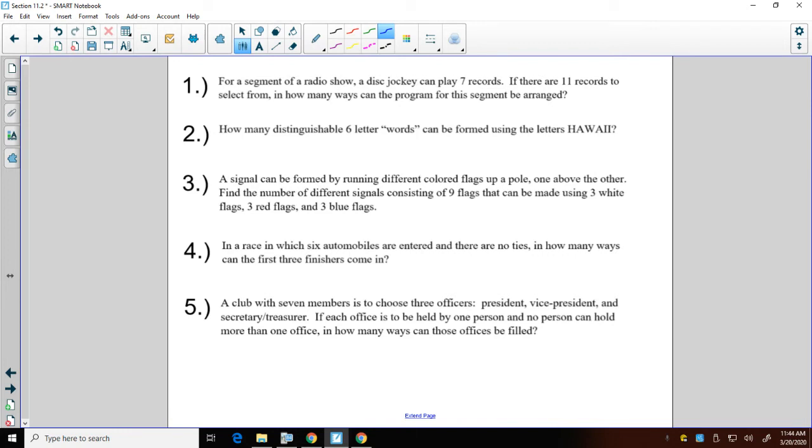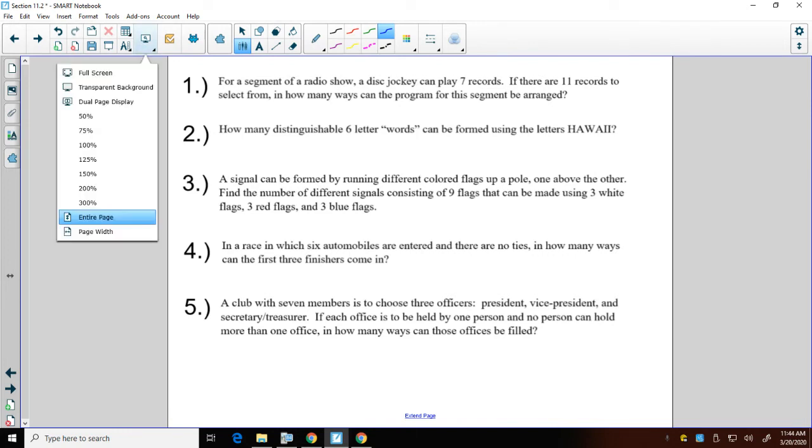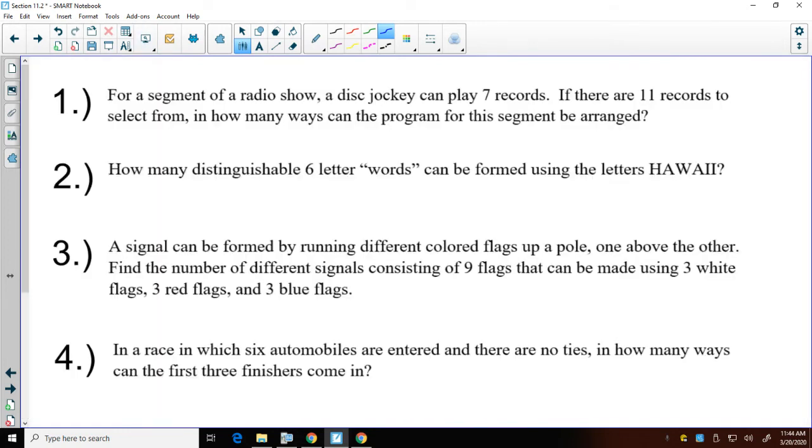Okay, so let's start talking about this. Right up here, number 1. Number 1 is definitely a permutation. I want to talk about some of these other situations you might run into. Number 1, like when you're talking about a radio show and you are going to play records, in other words, songs is another word for records.